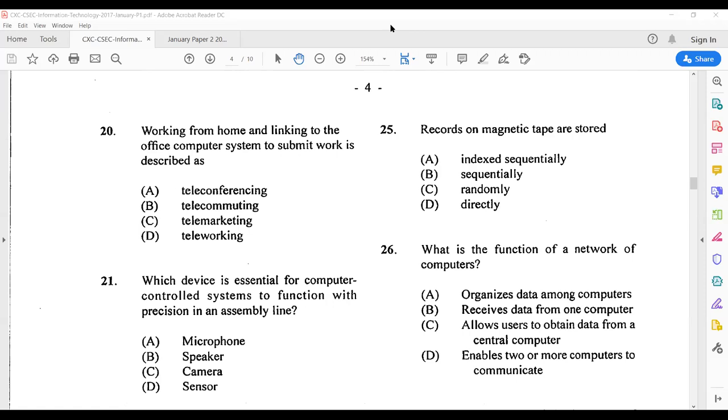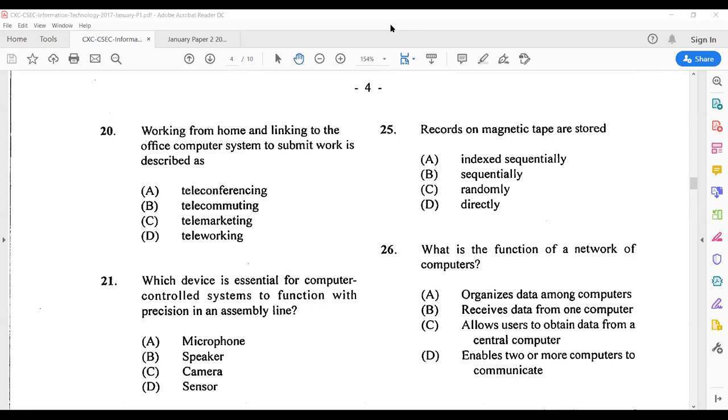B. Right. So remember, when you're speaking about magnetic tape, the best way to think about it is those older cassette tapes, right? For tapes, in order to access audio, you have to go through the tape in an order. So the answer for B is sequentially. Basically, what is recorded first will be played first. Okay, so 25 is B.